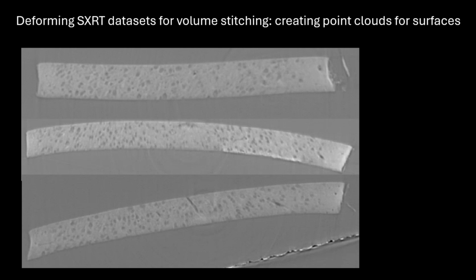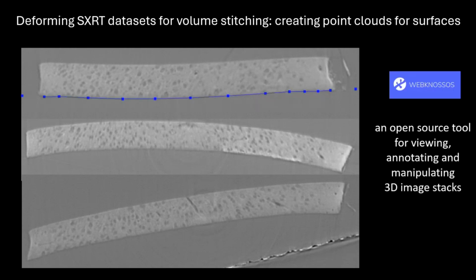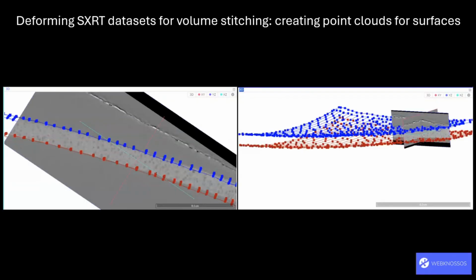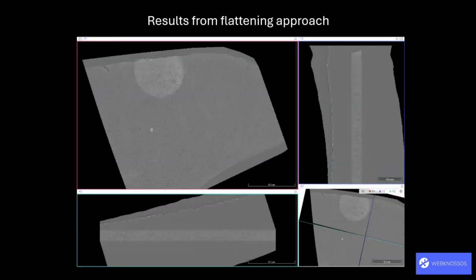For this, we contacted the team behind WebKnossos, which is an open source tool for viewing, annotating, and manipulating 3D image volumes. They offered us a solution, and now all we have to do is create point clouds on both surfaces on every section, and then they would do the flattening for us. So this is what one section looks like with the point cloud, and that is the outcome of the flattening. You can see that in each view, our data is very nicely visible and straight.